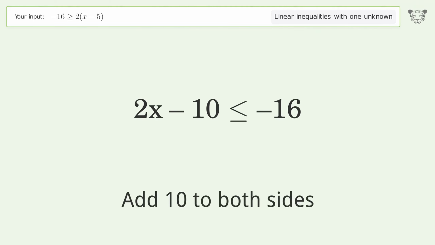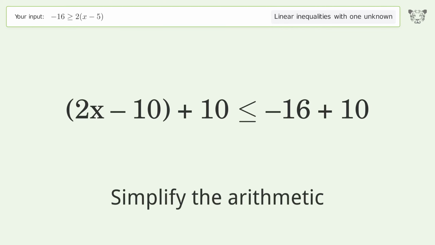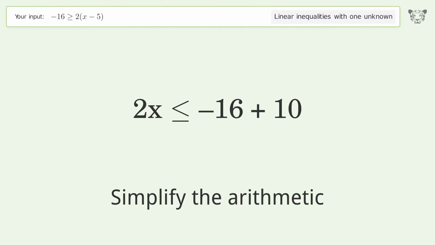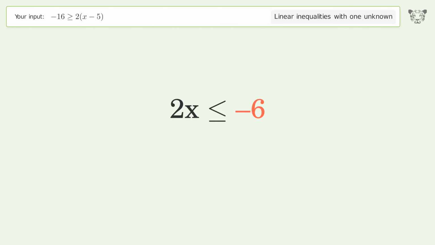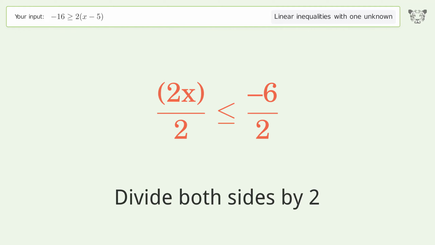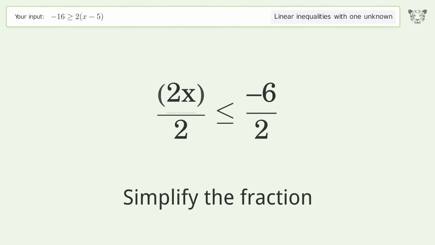Add 10 to both sides. Simplify the arithmetic. Isolate the x. Divide both sides by 2. Simplify the fraction.